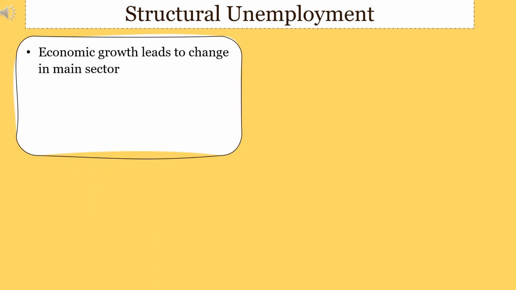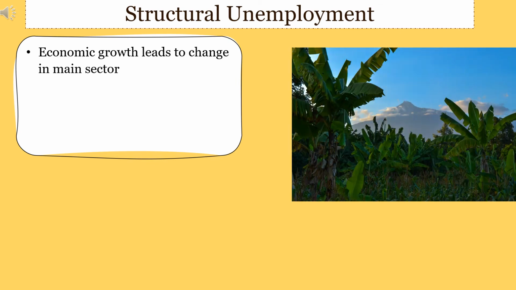The next type of unemployment that we're going to see is structural unemployment. Structural unemployment occurs when economic growth leads to a change in the main sector in the country. In other words, those sectors or those economic activities that created the most money or revenue for the country change. This happened in many Caribbean countries, especially in the OECS, because up to the early 2000s, many Caribbean countries were dependent on agriculture as the main source of income. As a result, most people in the country were employed in the agricultural field.